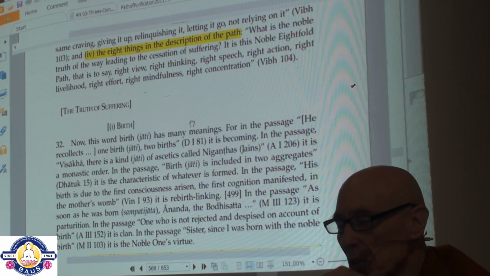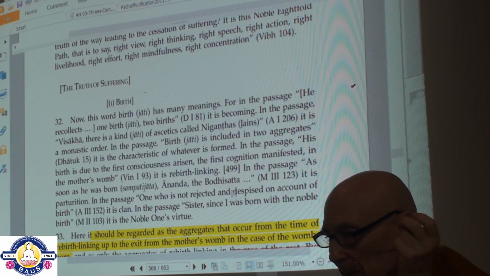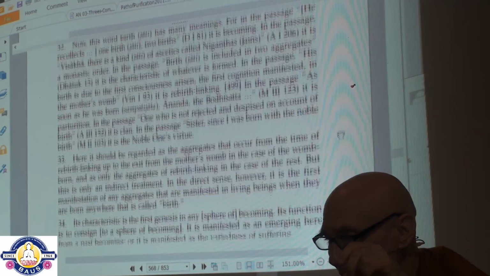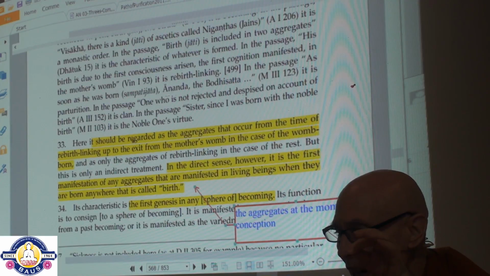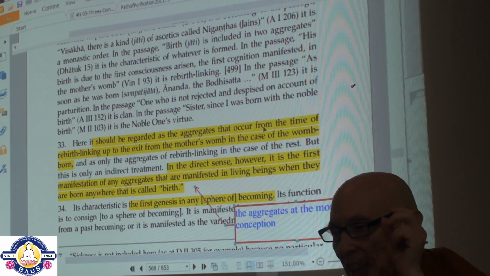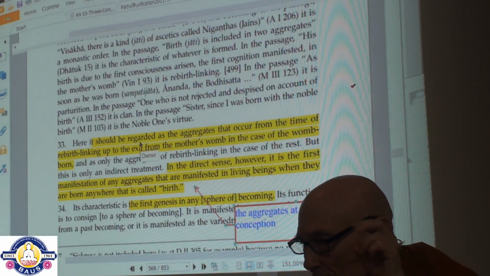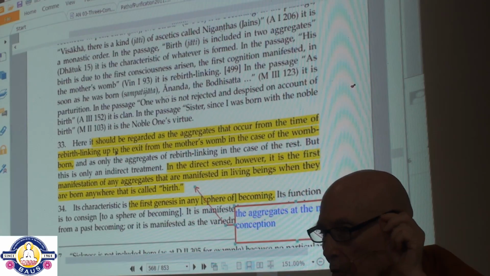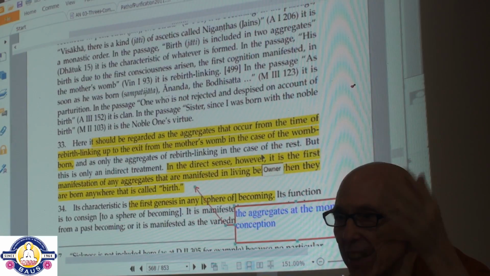And under the first noble truth, the first item is birth. First he speaks about the many meanings of this word, jati in Pali, and then he comes to a formal explanation. So birth should be regarded as the aggregates that occur. Again, this is in what we might call Buddhist hybrid English. Birth should be regarded as the aggregates that occur from the time of rebirth linking up to the exit from the mother's womb in the case of womb-born beings, and as only the aggregates of rebirth linking in the case of other types of beings.